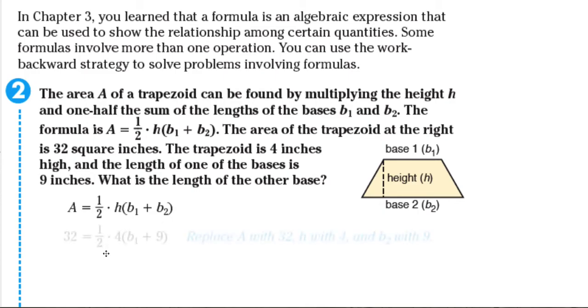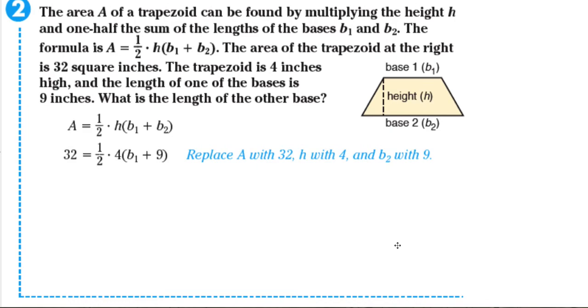Okay, so let's substitute the values. You now have 32 equals 1/2 times 4 times the quantity b sub 1 plus 9. So replace A with 32, h with 4, and b sub 2 with 9. Now, can b sub 1 be equal to 9, and we're looking for b sub 2? Yes, it doesn't really matter. Okay, so let's simplify our equation. 32 equals 1/2 times 4, which is 2, times the quantity b sub 1 plus 9.